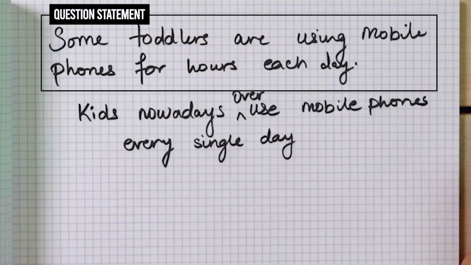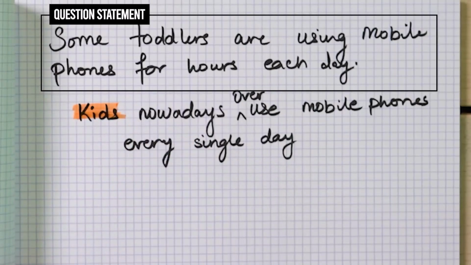I wrote, kids nowadays overuse mobile phones every single day. So I'm going to highlight some issues here. Okay. First, what issue might we have with this? So compare the word kids with the word toddlers. Do they mean the same thing? I believe toddlers are younger. Kids can be older. So toddlers are a very specific subgroup of children, of kids.